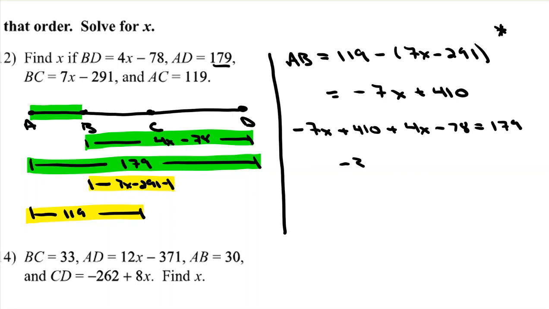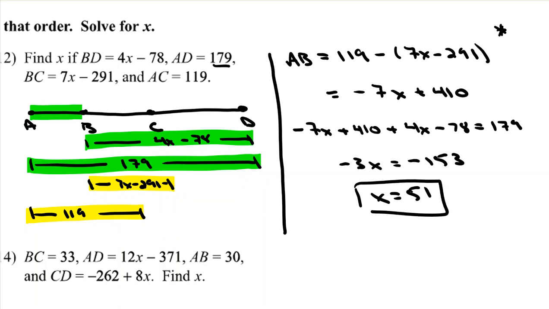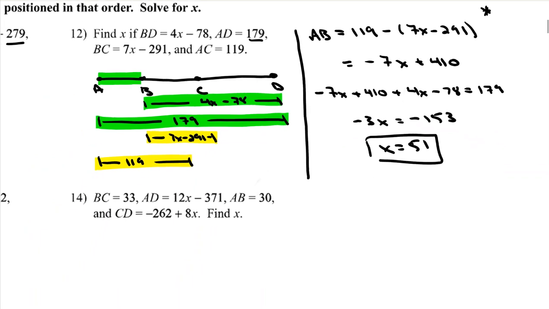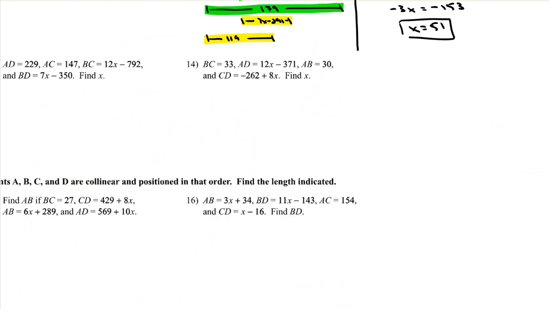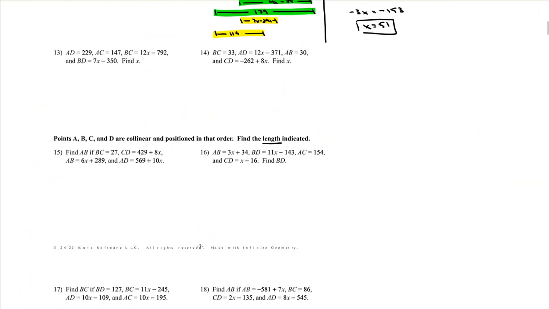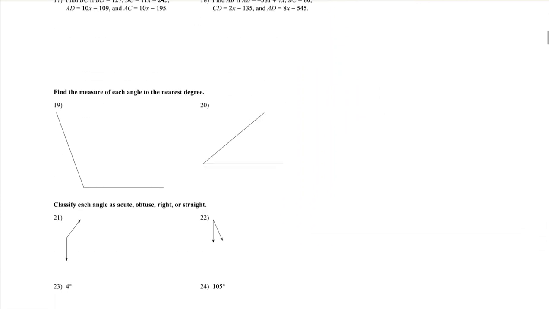Here I get a negative 3x, and that's equal to, you just got to do your calculator work here, 179 minus 410 plus 78, which is negative 153. And if you divide that number by negative 3, we get 51. So, okay, they were asking for x, not the actual length of any segment, so we're good there. Just watch out for the other questions that want you to find the actual length. Okay, so if you see a tricky one, let me know. That's probably one of the trickier questions on the exam.